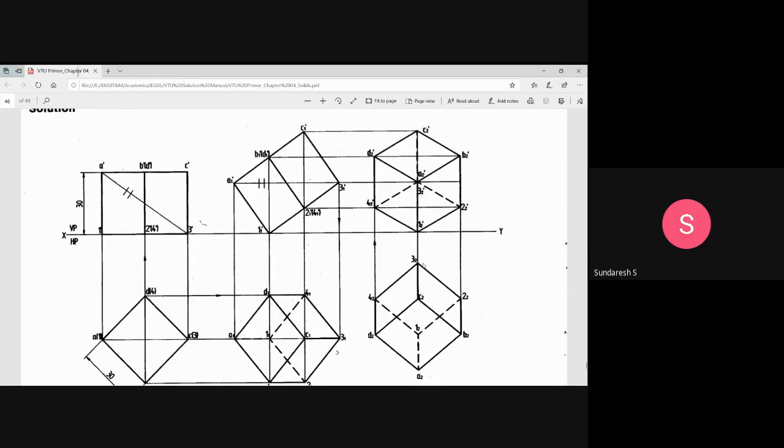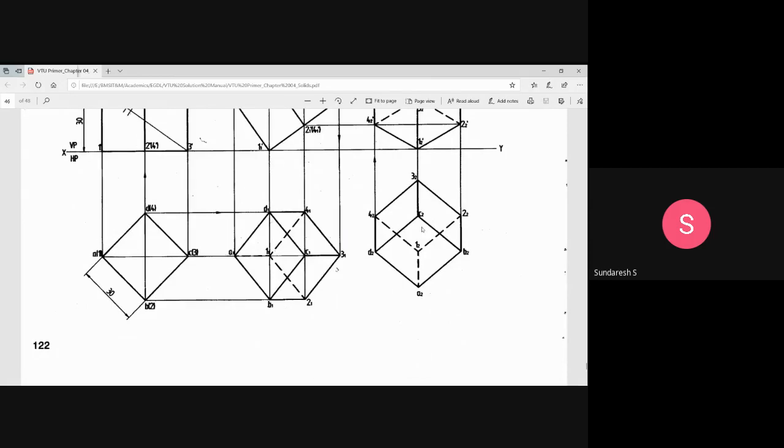Once you complete the top view, the last thing is to get the final position, the front view. Just draw the vertical projectors as well as the horizontal projectors from the corresponding front view, and mark the points over here. Then apply the rules of visibility. Observing from the front, the edges and corners which are visible should be shown as a continuous thick line, and those which are not visible should be shown as a continuous dashed line. All the outlines should be represented as continuous thick lines only.